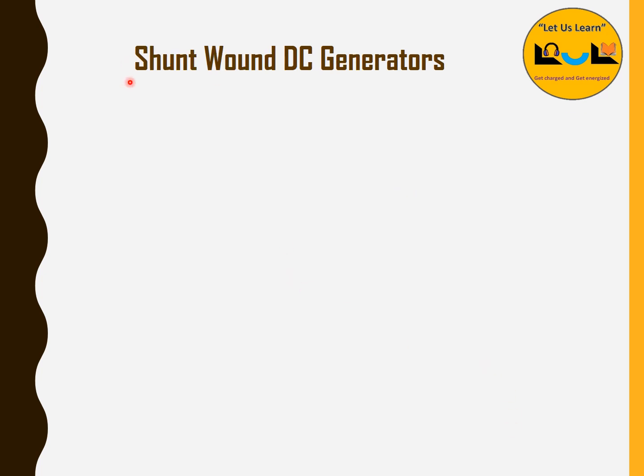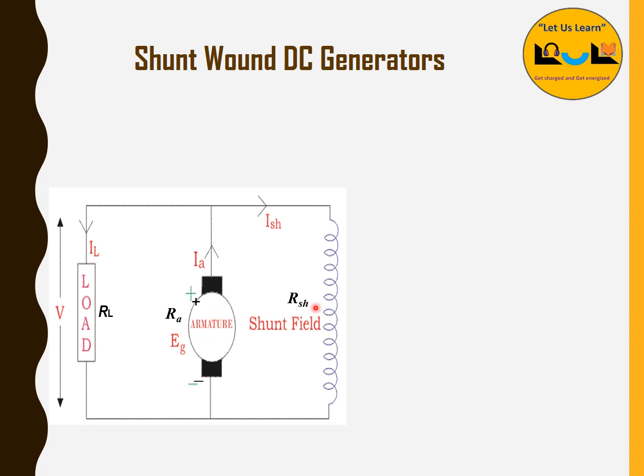Now we are going to discuss the shunt wound DC generator. Shunt wound DC generator means the field winding and armature winding are both connected in parallel. Here the voltage remains constant and the current gets divided. According to Kirchhoff's current law, the incoming current IA is equal to the outgoing currents ISH plus IL. At this junction IA is the incoming current, and IL and ISH are the outgoing currents. RSH is the shunt field resistance, ISH is the shunt field current, RA is the armature resistance, IA is the armature current, IL is the load current, and RL is the resistive load.